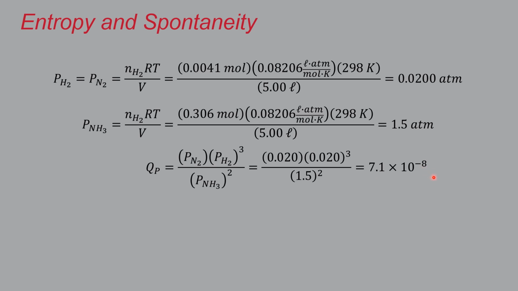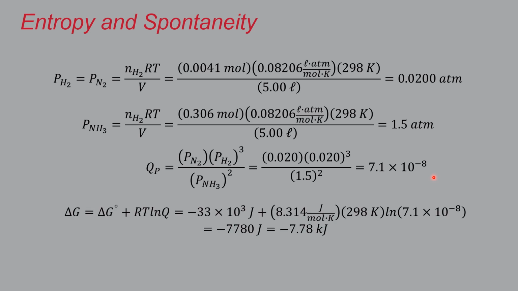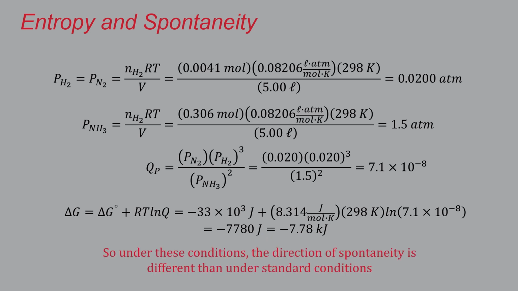And last but not least, now we can plug into the equation that would give us the delta G from the standard delta G and the reaction quotient adjustment. Again, be careful with the R units. So here I converted this back to joules, so 33 times 10 to the third joules. And then this ends up being negative by about 7780 joules, or negative 7.78 kilojoules. So again, under these conditions, the direction of spontaneity was actually different than it was under standard conditions. And that happens a lot.